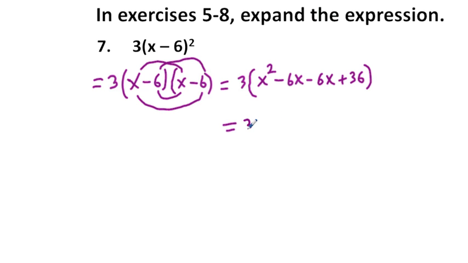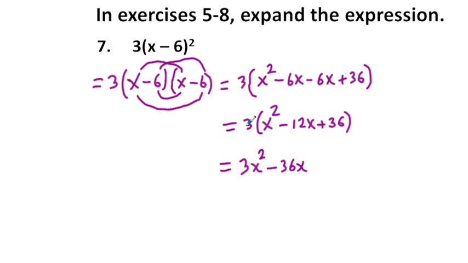And combining like terms, we have 3 times x squared minus 12x plus 36. So multiplying out, we have 3x squared. 3 times negative 12x is going to be minus 36x. And then 3 times 36, let's see, 3 times 30, that's 90. 3 times 6 is 18. 90 plus 18, that's going to be 108. So this is our answer to problem number 7.